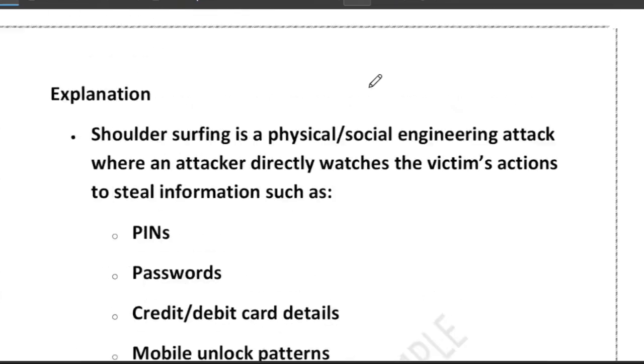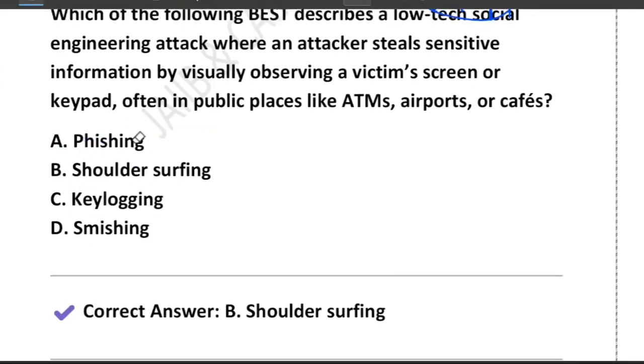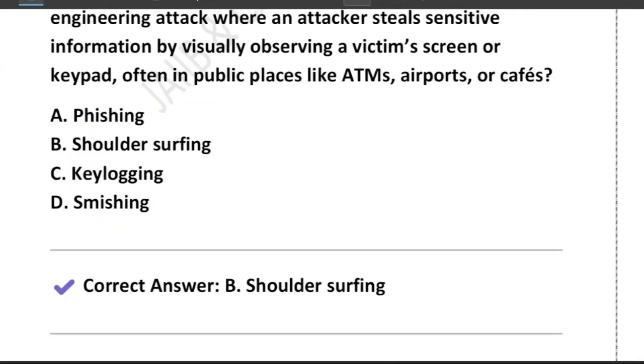If you look at the other options, the first one they have given is phishing. What do you think about phishing? Basically, phishing is a fake email or website, right? They trick the victim into clicking or entering data. That is called phishing. It is not visual observation. Here the point is visual observation, so phishing is not the answer.